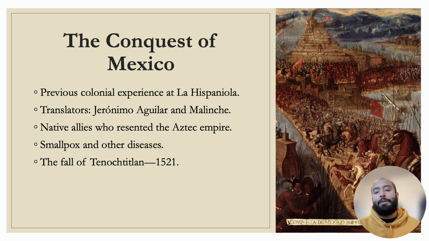The first thing that we have to keep in mind is the previous colonial experience at Hispaniola, the island that I just mentioned. This is really important because it was in the Caribbean, in Hispaniola, that the Spaniards realized that the Aztec Empire existed. Remember, conquest was basically a process of following rumors of wealth, the Spaniards trying to figure out where they could go to plunder more wealth from these indigenous societies. And it's in the Caribbean that they hear, oh, if you go across the ocean into what today is Mexico, you're going to find a very, very powerful empire.